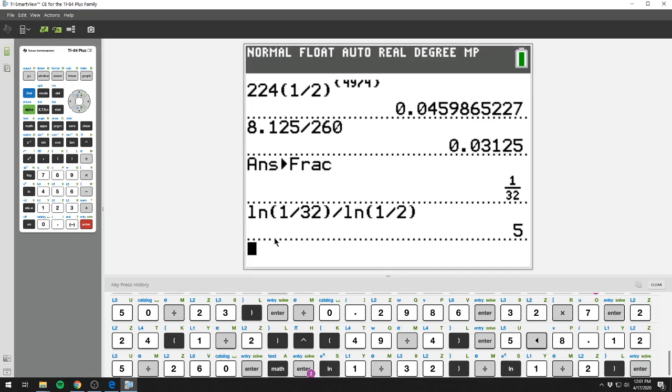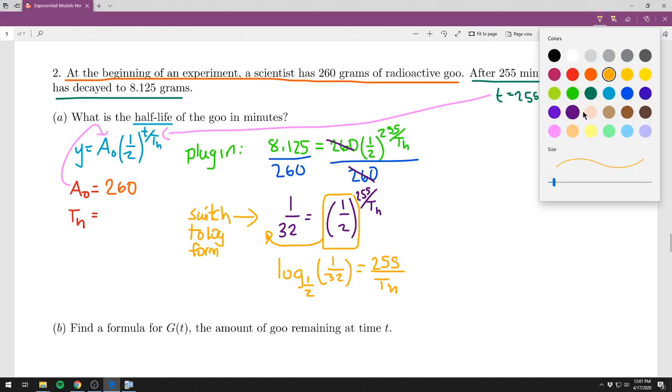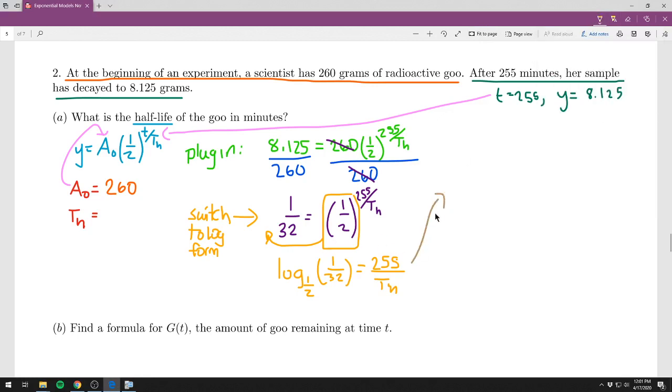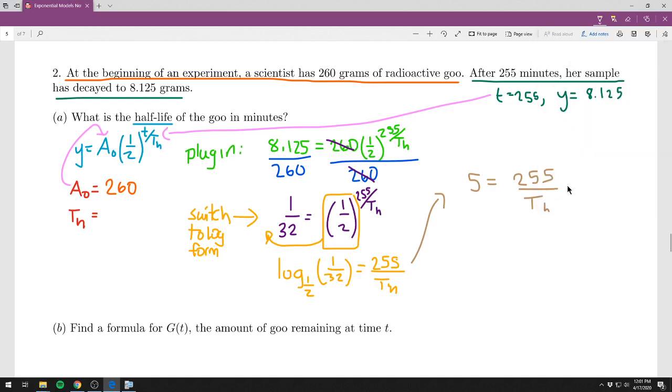And you get 5. And so we've got 5 on the left side equals 255 over T_H on the right side. And once you're here, you can definitely solve this pretty quickly. Multiply each side by T_H is one way to do it. Get the T_H out of the denominator, get rid of the denominator. So we got 5 times T_H equals 255.